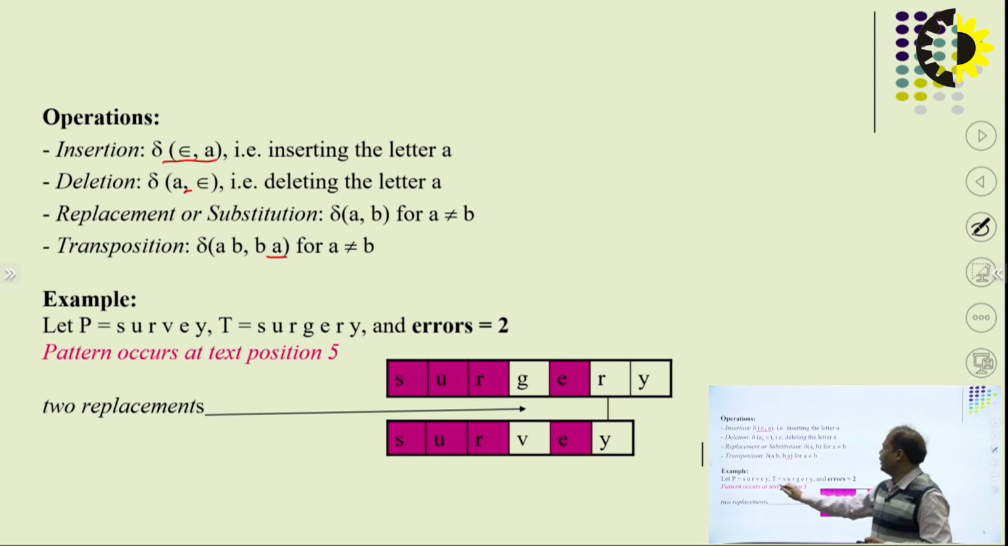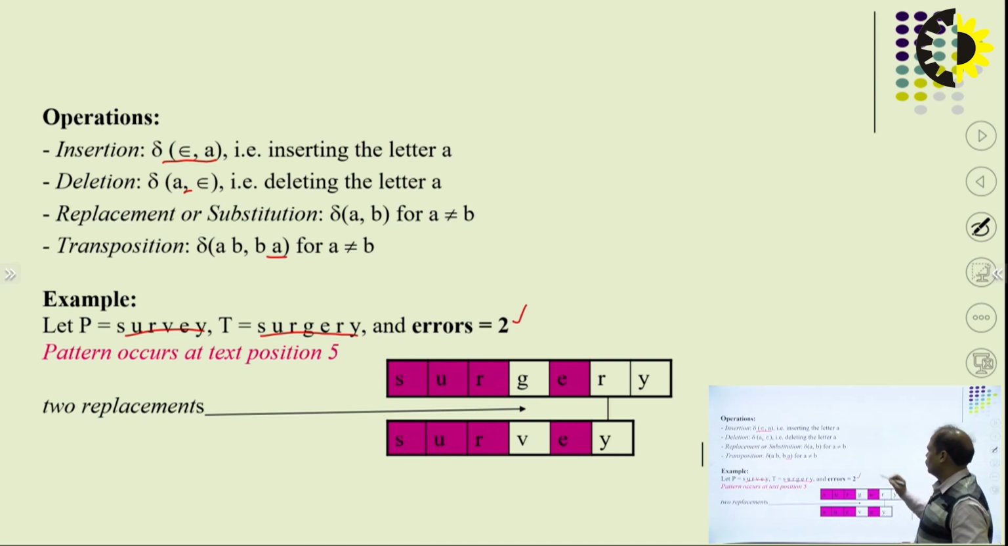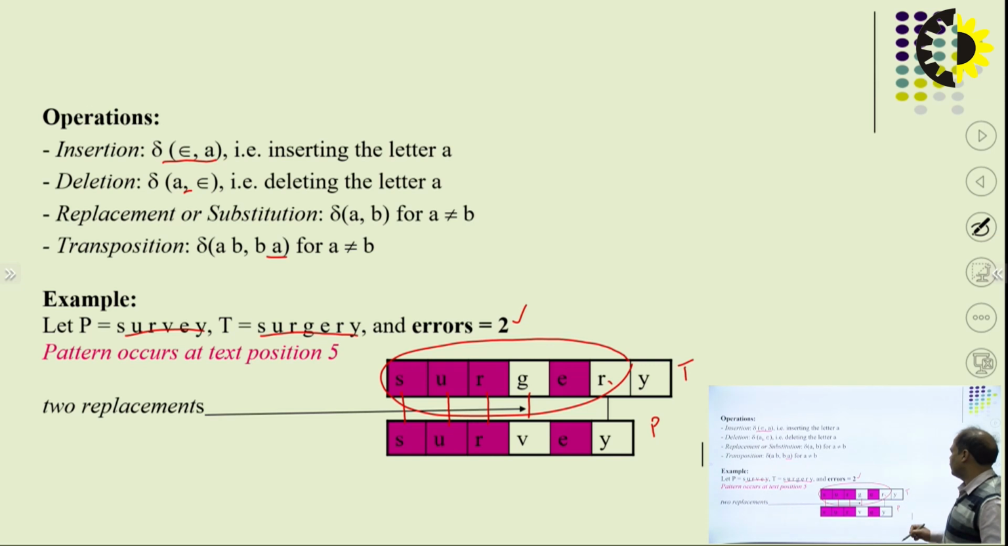For example, we have the text surgery and the pattern survey, and the allowed error is given as 2. We can see that surgery is the text and survey is the pattern. This part is matching over here, this is matching, and this is matching. If we replace G by V and R by V, we can see that this section is matched with this section. Only two replacements are there.